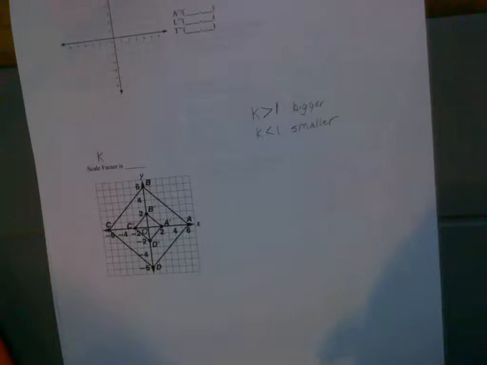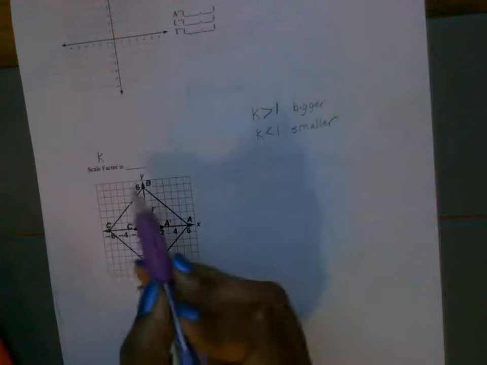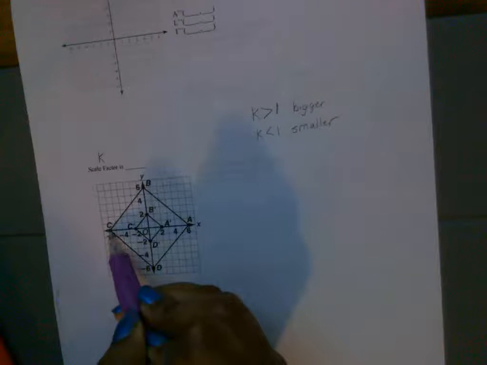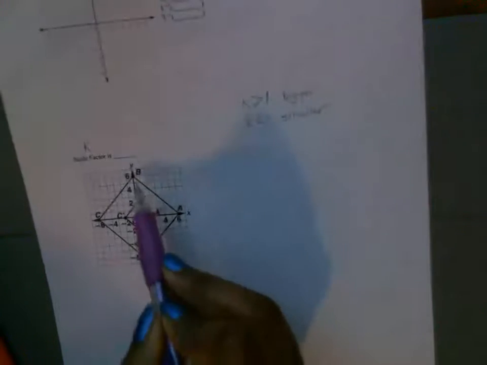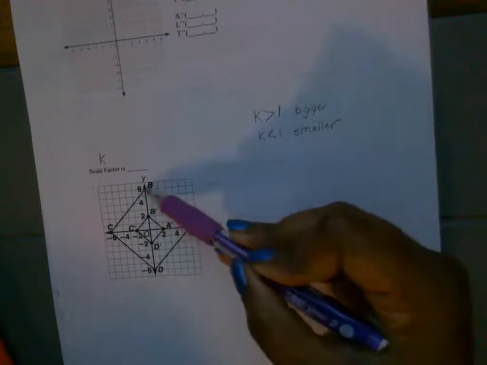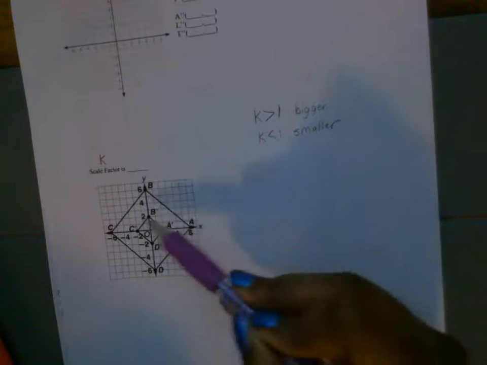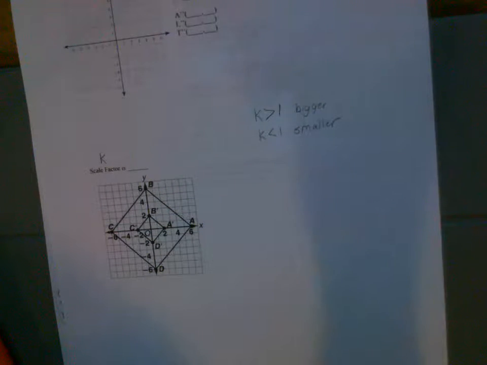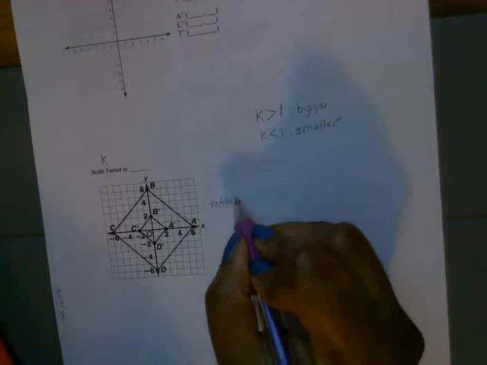All right, so this is how you write the scale factor. You first have to identify which one's the pre-image and which one's the image. Your pre-image is always the letters that do not have the tick marks. So this outer side is your pre-image. Your image has the tick marks. So it went from here to here, which means it got smaller. This is a reduction, or you can say smaller.